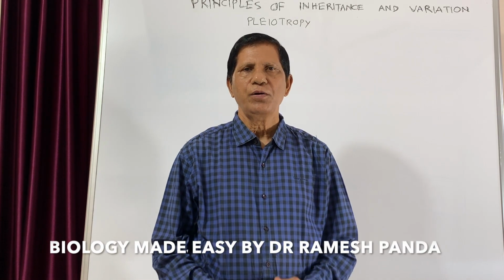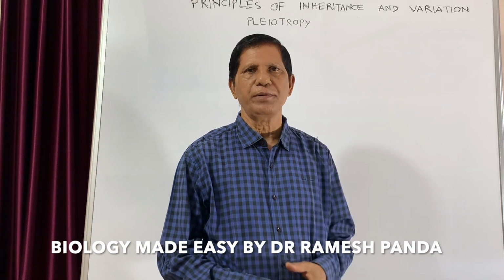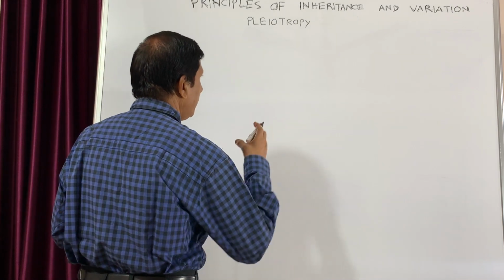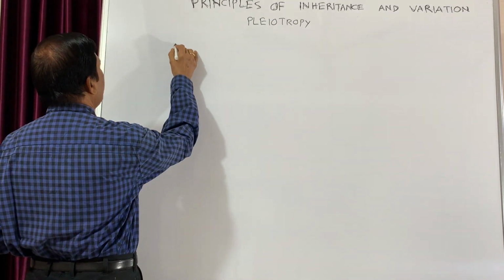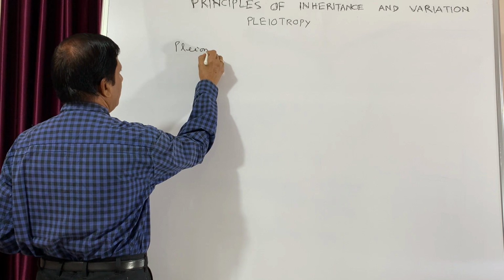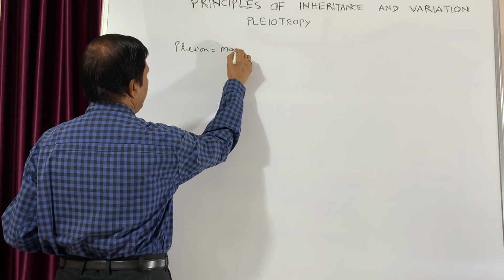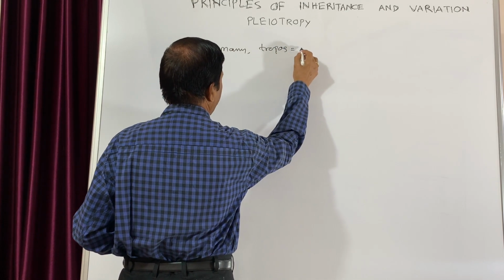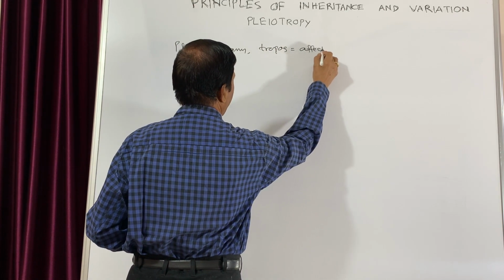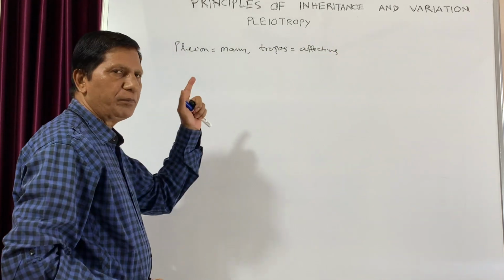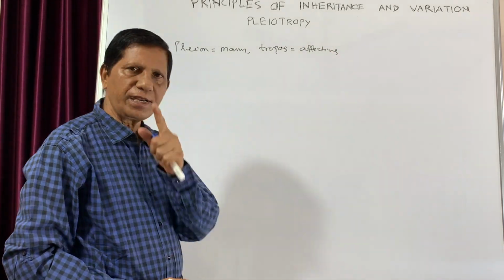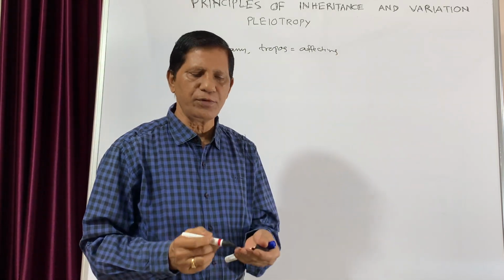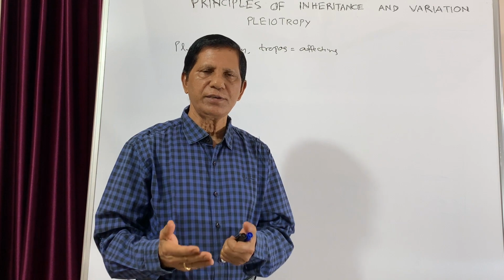Today in this video, we will discuss pleiotropy. Pleiotropy is a Greek word derived from two different words. Pleion means many, and tropos means affecting. That means pleiotropy means a single gene that affects several characters. That is pleiotropy. So how does it function?